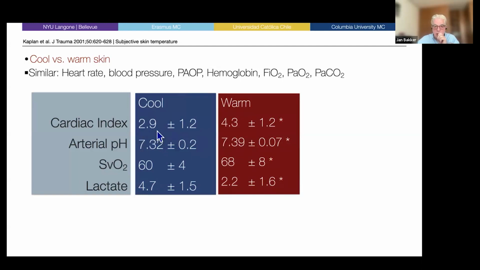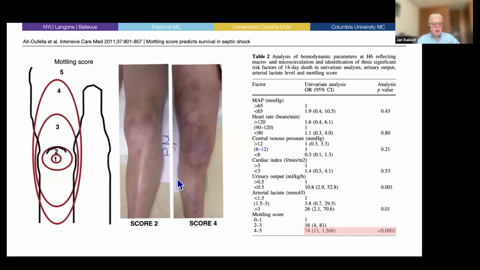As you can see, the cardiac index is significantly lower. The SvO2, a marker of adequacy of blood flow, significantly lower, and the lactate significantly higher. So warm versus cool, very simple. You put your hand on the patient. If you think it's cool, that's associated with a completely different macrohemodynamic profile. That's already what Alexandre Lima, one of my PhD students, showed a long time ago.